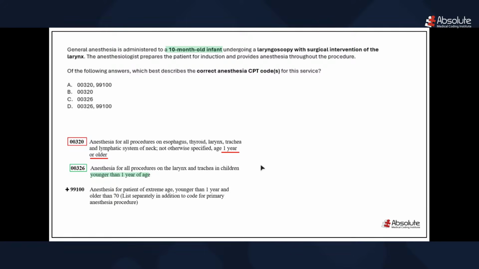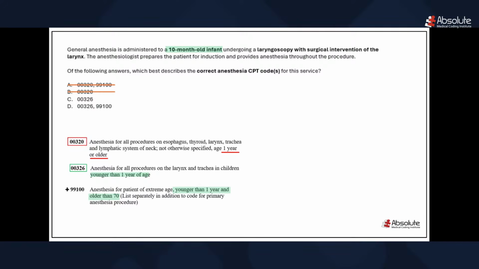So option 00320 is an incorrect answer, while 00326 is coding for anesthesia for all procedures on larynx and trachea in children younger than 1 year of age. And that is much more suited, right? That is a correct CPT code. So option B has to go, option A has to go. These two are incorrect. Now we are left with option C and D.